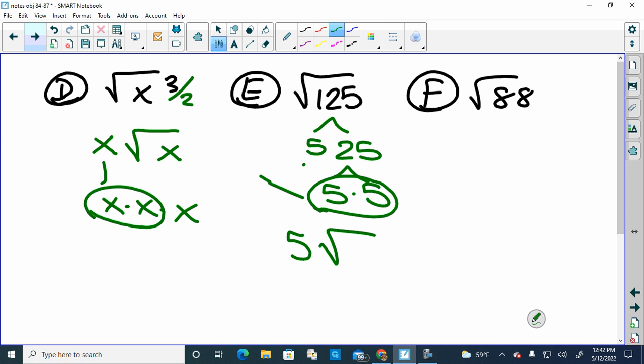What did I have left over that did not have a pair? 5, okay? So that's similar to this one where we had 2 x's. So I take 1 out, but there was still 1 left over that didn't have another pair to put it with, so it stays there. Okay, just kind of building here.